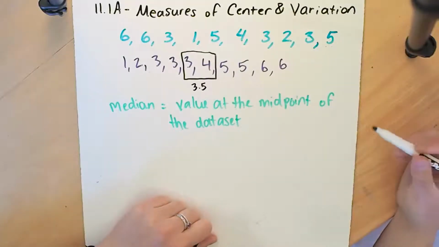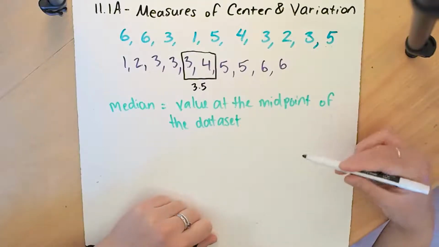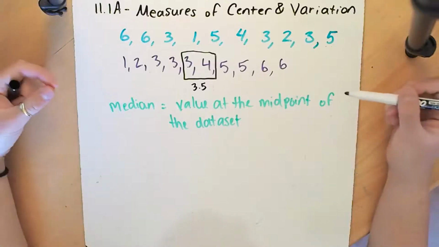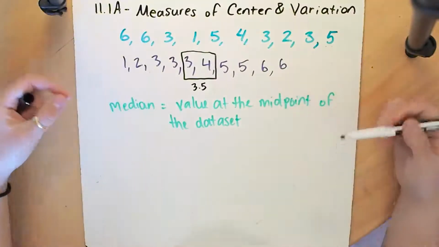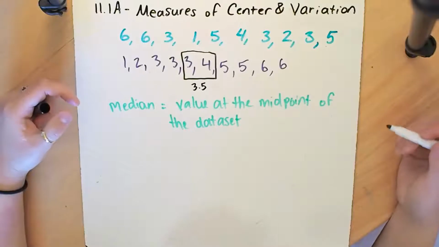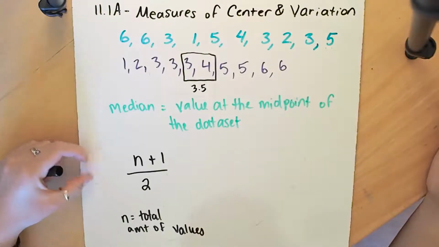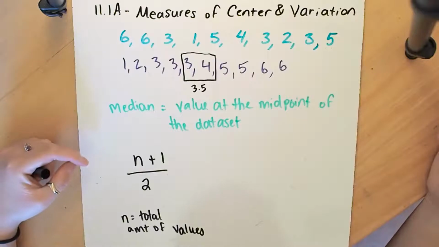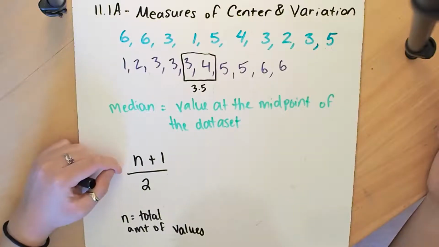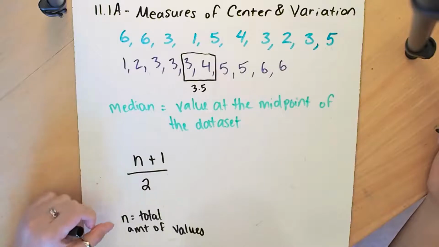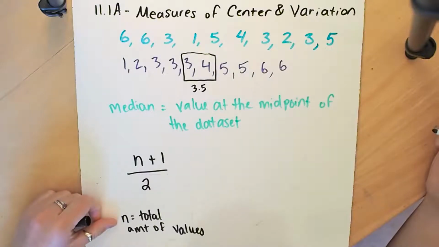However, if we had a very large data set, let's say we had 85 numbers, we wouldn't want to do the thing where we start on the outside and we count all the way in. That would take forever. There's a formula that will help us find the place of the median in the data set. So the formula for finding the place of the median in the data set is given as n plus 1 divided by 2, where n represents the total amount of values in the data set.